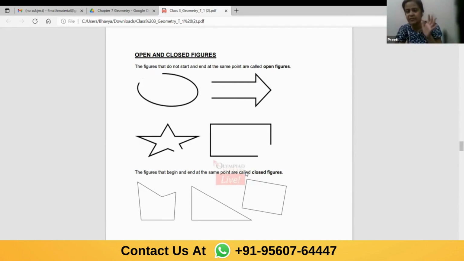Open figures and closed figures. Now, if the figure is closed, whether it is using a straight line or it is using a curved line, it is complete. But the figure, if it is open from any end, then we call it an open figure. And in mathematics, all the figures that we talk about are closed figures, because we can figure out the shape only if the figure is closed. Till the time it is open, we will not be able to figure out the exact shape.